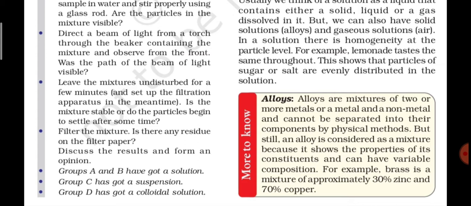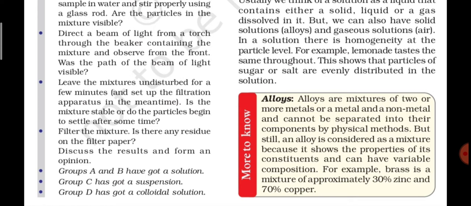But in case of group C, where they have added chalk powder in water, when they pass their mixture, they will find that the water will easily pass through the filter paper, whereas all the chalk powder will become the residue, and it will be there on the filter paper. So that is the type of observation all four groups will get. Then it is given, discuss the results and form an opinion.